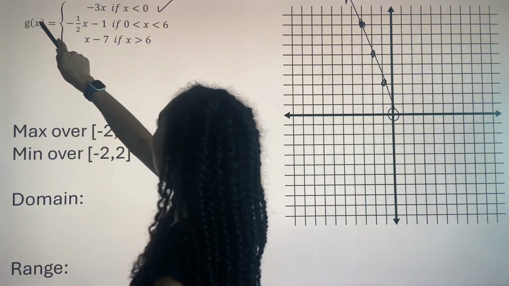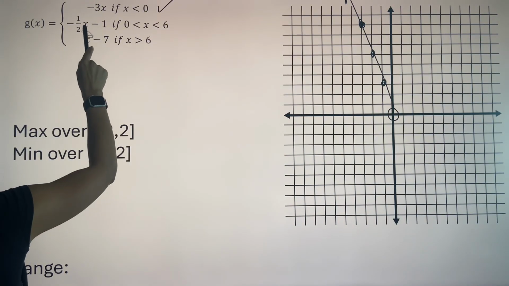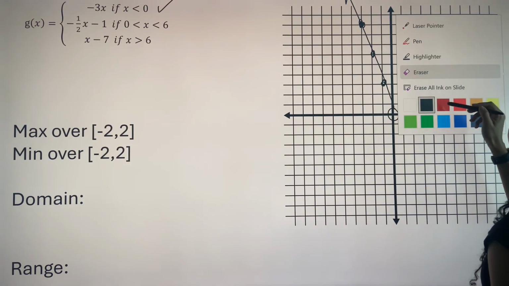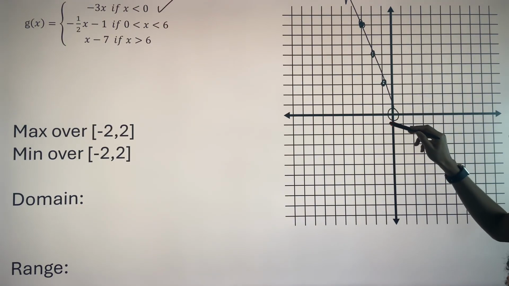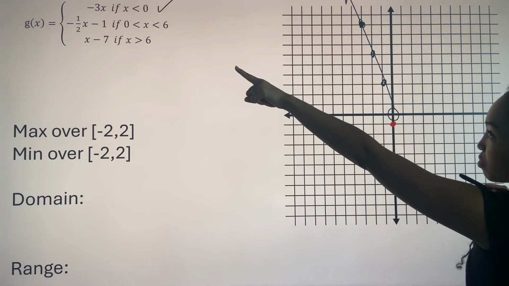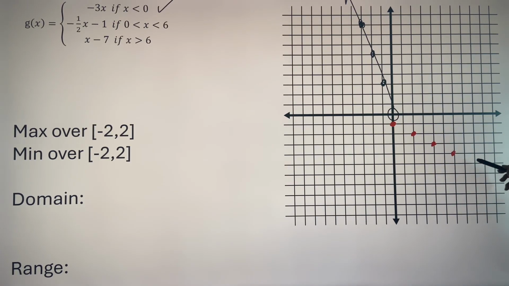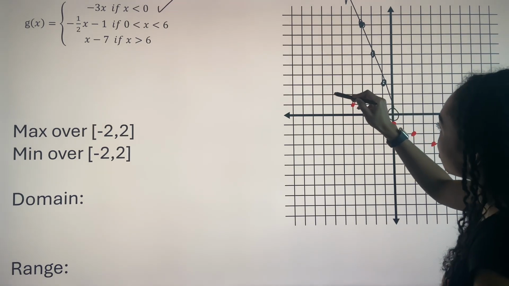This says y equals negative 1/2 x minus 1. So your y-intercept is negative 1. So here's negative 1 right here. And your slope is negative 1/2. Down 1 over 2, down 1 over 2, and continue that line. You can also go this direction to continue the line.